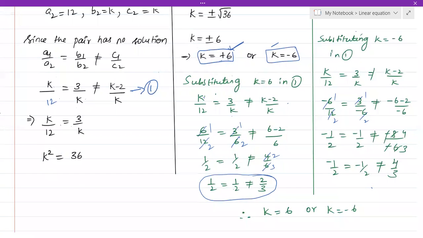So remember, as soon as you find the value of k, you must substitute back and check whether it is satisfying the condition. If it is satisfying the condition, then the value of k is considered the answer or the solution. Otherwise, if it is not satisfying, then we don't take that value. Let's see one more problem to understand this much better.